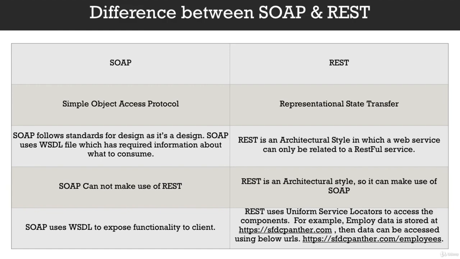Whereas REST follows uniform resource locators to access a particular component. For example, the employee data is stored on a server and the server URL is sfdcpanther.com. Then data of employees can be accessed using a URL like sfdcpanther.com/employees, and at the end of employees we can also append the employee ID to get the information about a single employee.